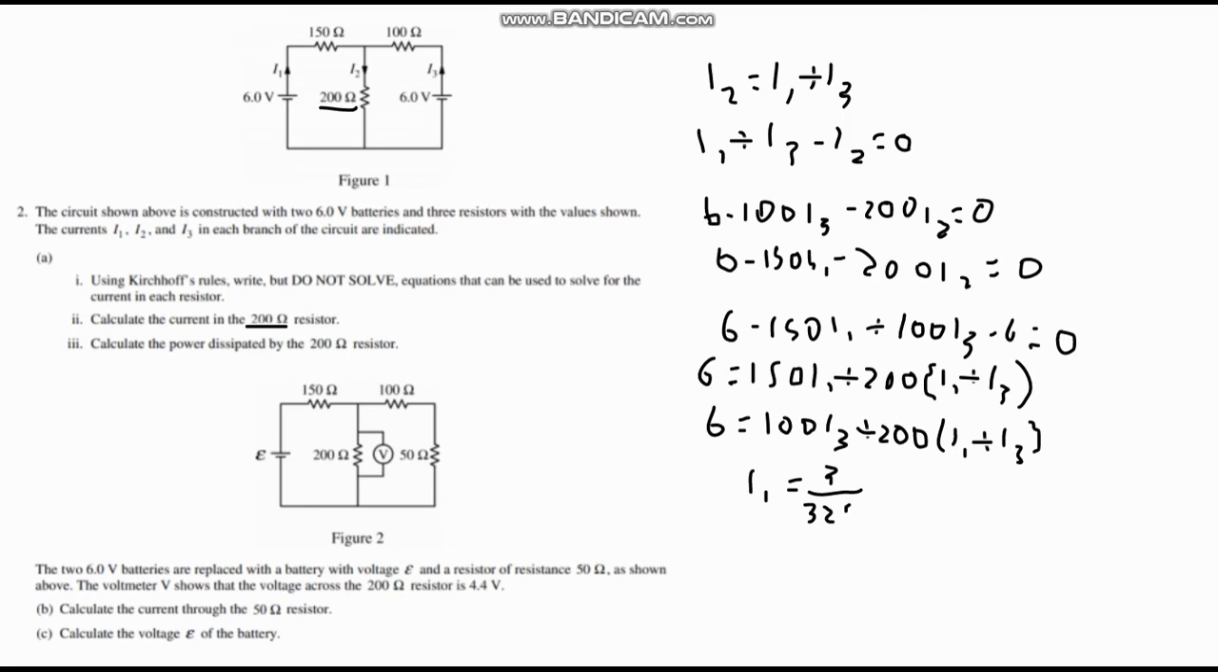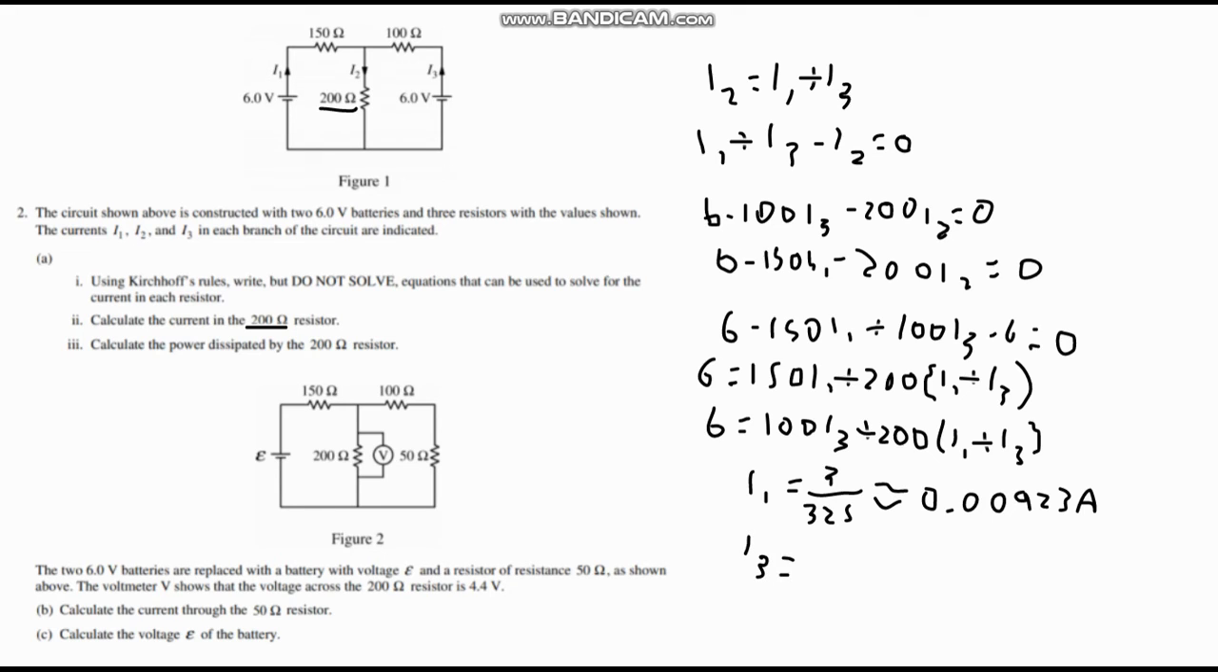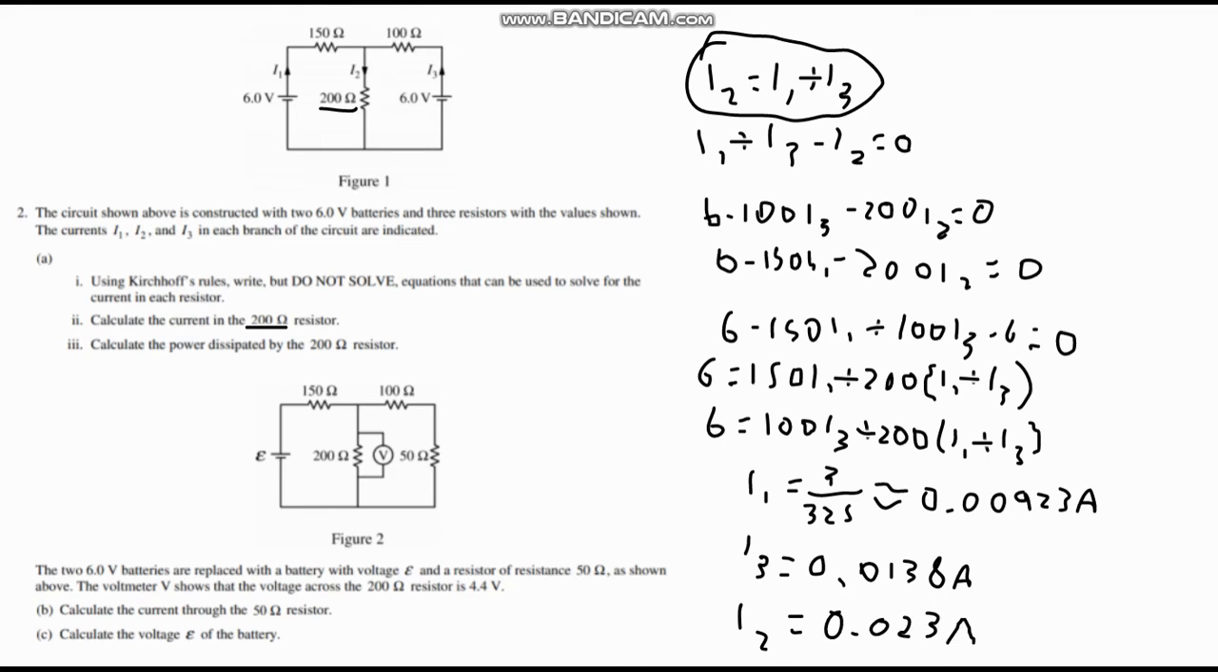3 over 325, and that's approximately 0.00923 amps. And then we can plug I1 back into the equation to solve for I3. And you get I3 is approximately 0.0138 amps. And now we know that I2 equals I1 plus I3, so we can just add those two together and we get I2 is equal to 0.023 amps.